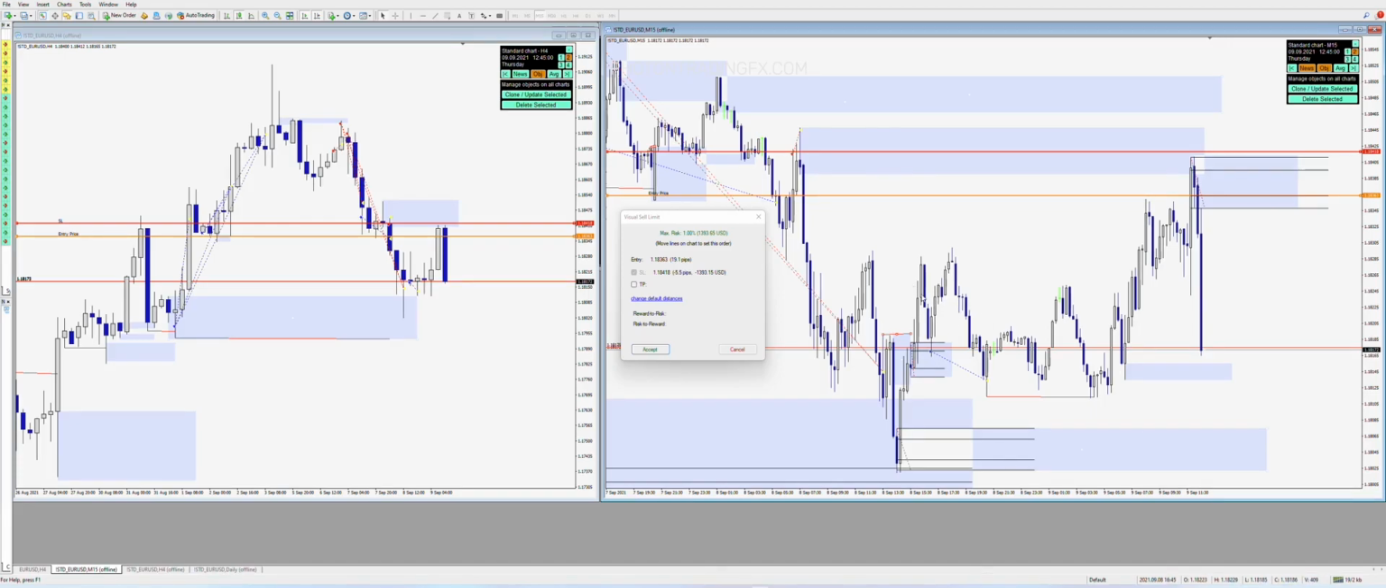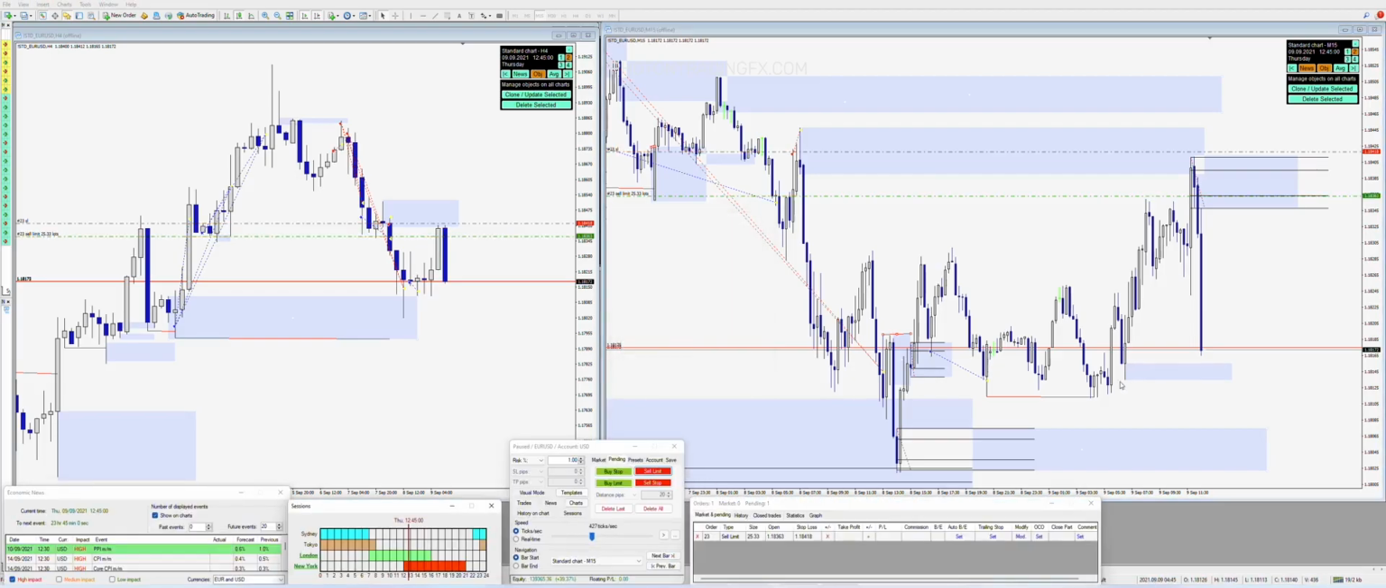But when they're very bunched together in a tight range, that's not really the time in which you want to be doing it. Okay, so yeah, I'm not going to take a long from this just because I don't like how strong that reaction is from the 4 hour supply zone.